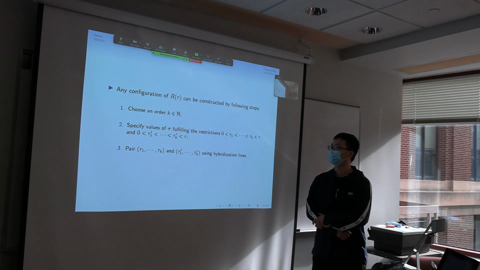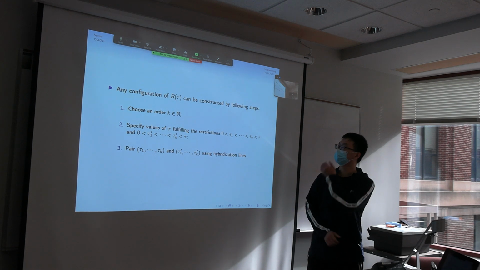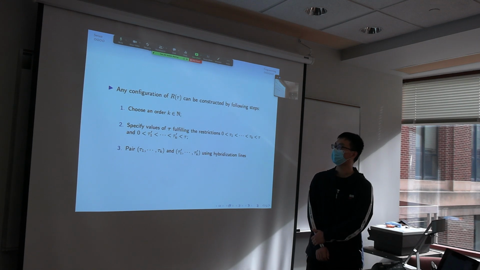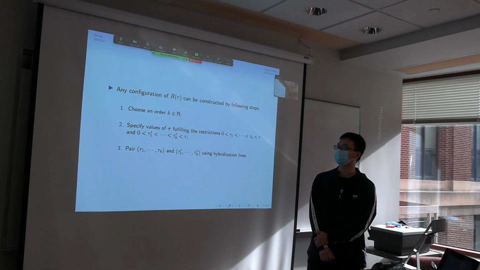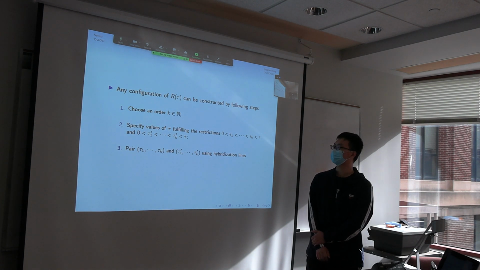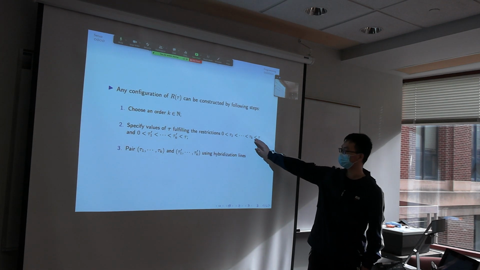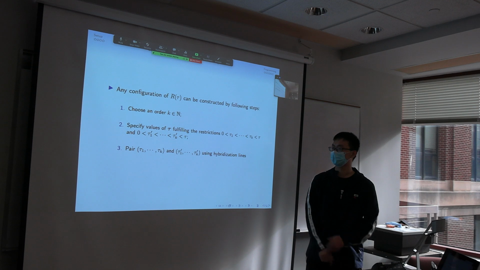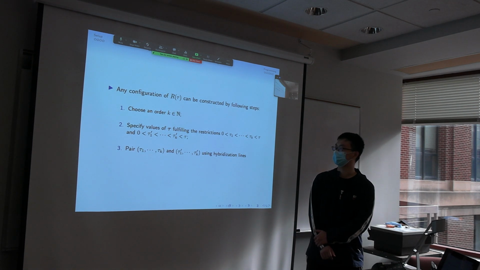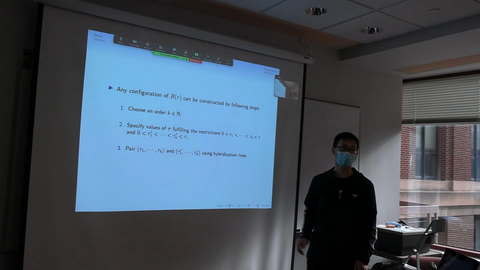After we understand the configuration of our tau, we can construct any configuration as follows. Step 1, we just choose an order k. Step 2, we specify the values of vector tau, which fulfill the constraint that the tau and tau primes are time ordered separately. And finally, we pair tau and tau primes using the hybridization lines.